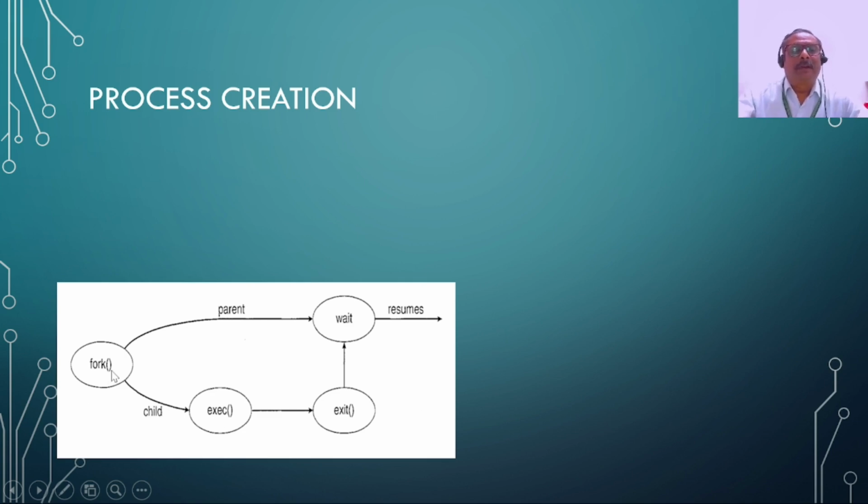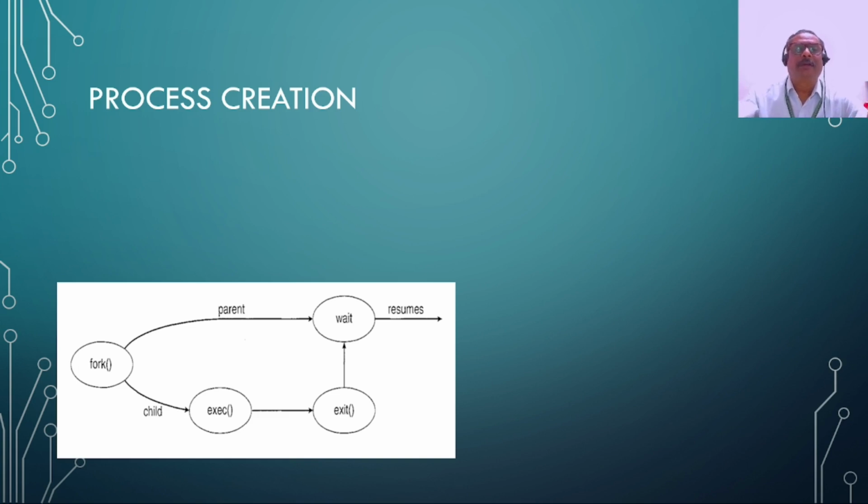Fork is a system call that is called in one program. The process in which the fork instruction is executed is called the parent process, and once the fork instruction is executed, a whole copy of that is created on the memory separately, and then the two processes start executing. One process is the parent process, and another process is the child process.